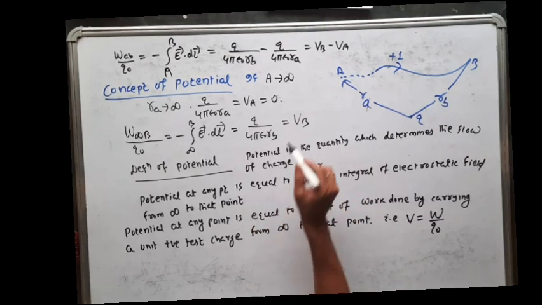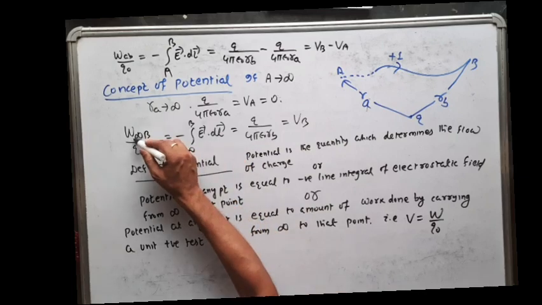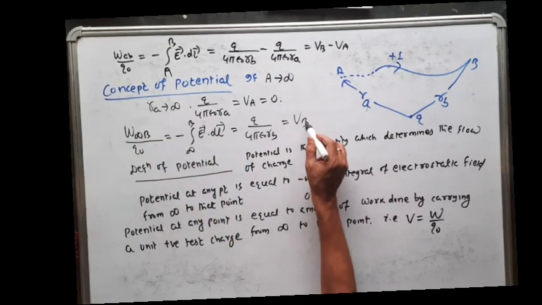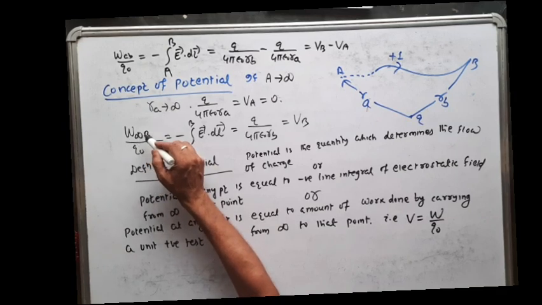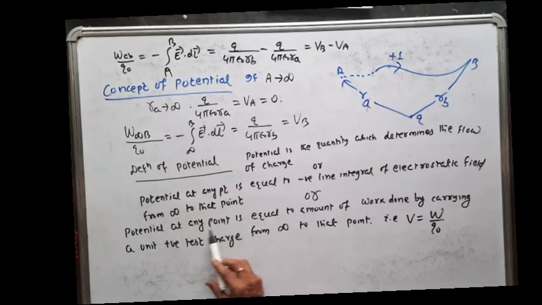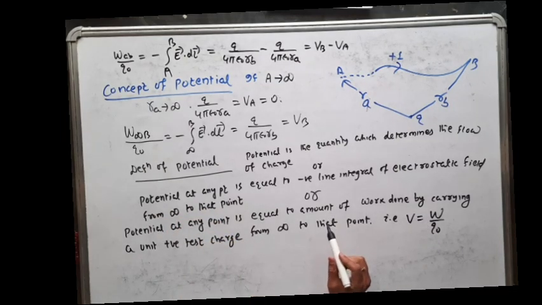Similarly, we can say potential at B is equal to this value. So what is potential at B? It is the amount of work done by carrying a unit positive test charge from infinity to that point. So this is the definition. The third definition is according to this.